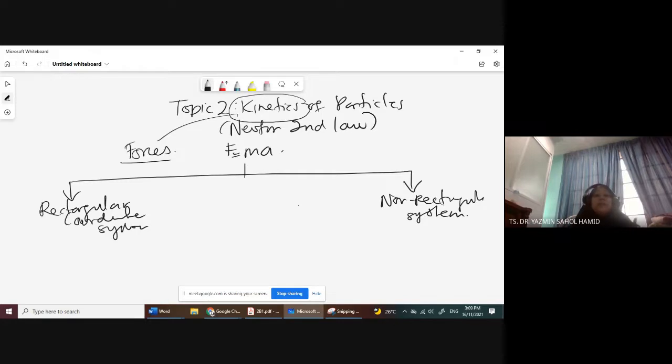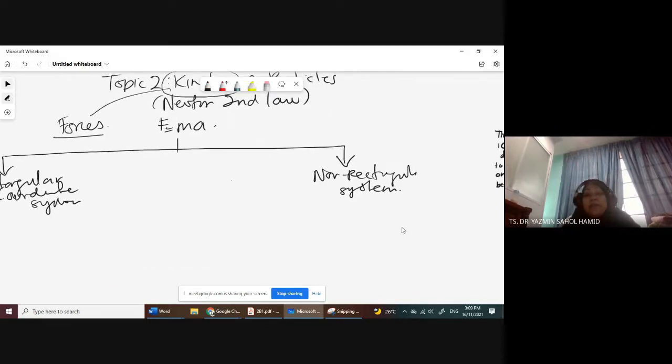You have to decide first which type of coordinate system you want to use. Is it the rectangular coordinate system or the non-rectangular coordinate system? And once you have decided based on the question, then only you can solve the problem. So this one we have already done last week.